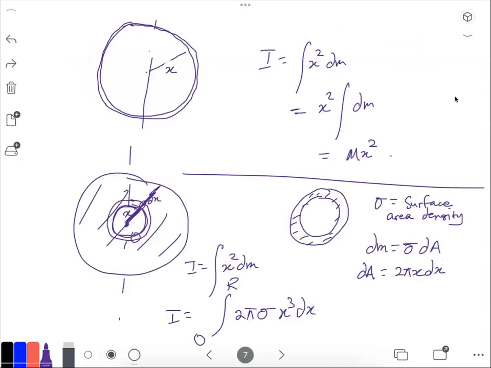So reiterating, we invoke the definition of moment of inertia. We find dm by actually considering integrating through some small rings. And the area of those rings will be 2 pi x, which gives the circumference at that x, multiplied by a small dx. And then with that, we can find dm, and then we can integrate in the x world from 0 to r.